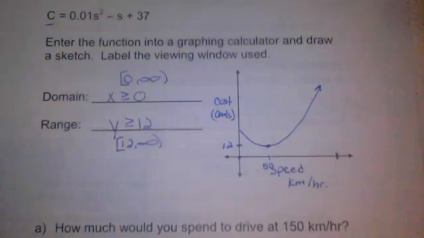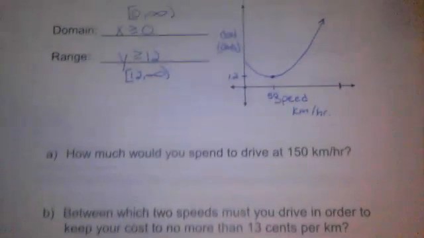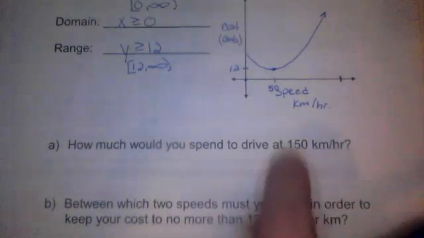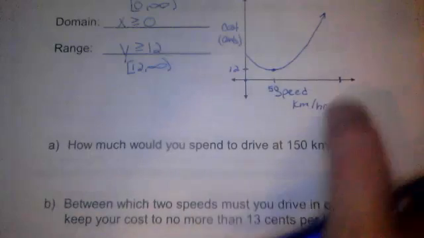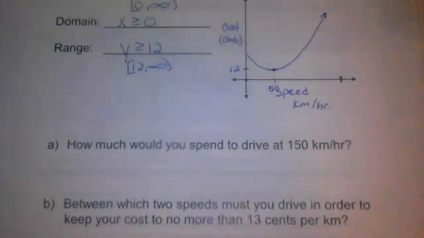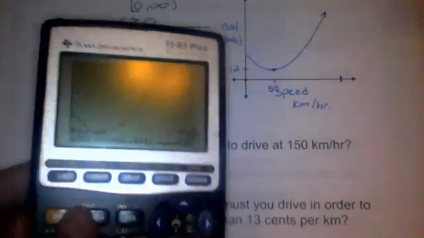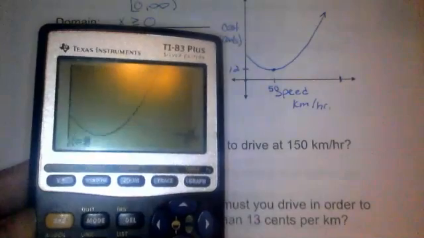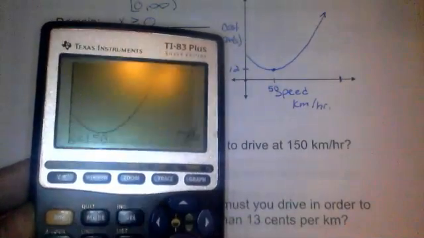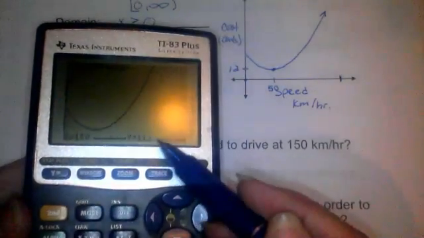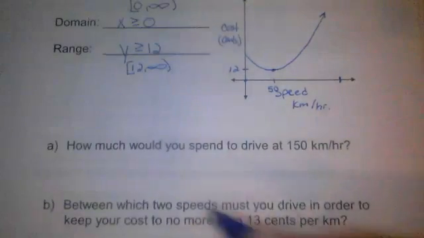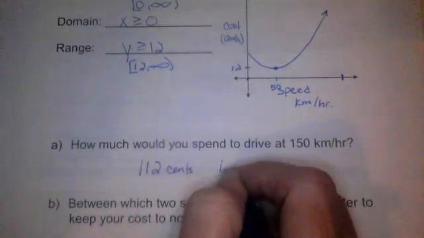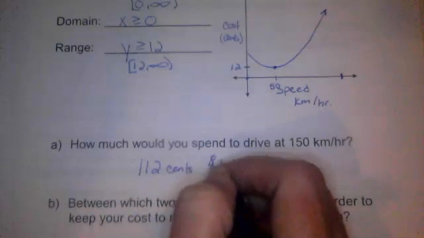All right, then for our questions down below, it says, how much would you spend to drive at 150 kilometers per hour? Well, 150 is a speed, and speed is our x value. And so we can do our second, calculate the value at 150, and we get 112. So 112 cents, or $1.12.